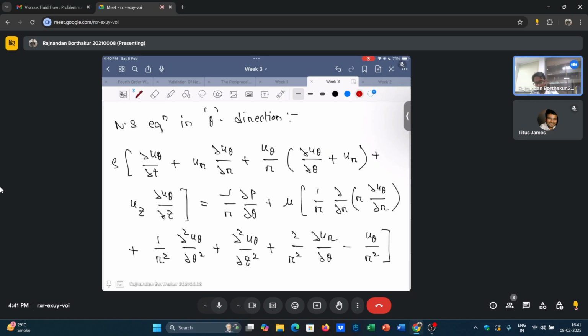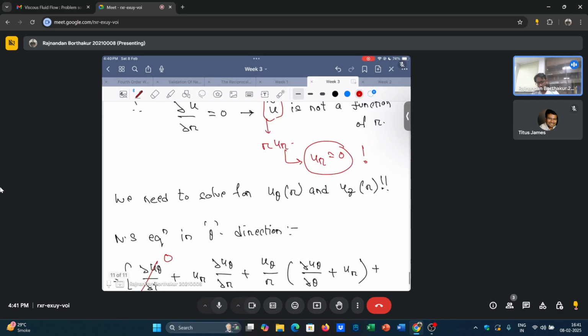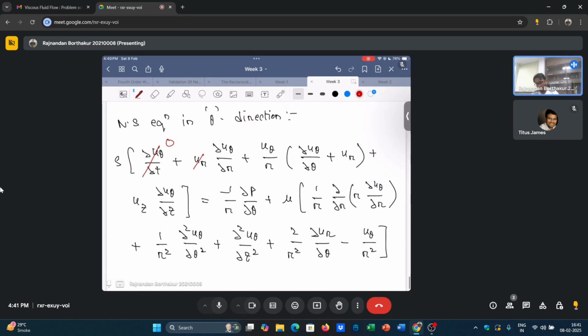Now, you need to quickly tell me which terms basically go to zero. What happens to this term? Is it zero or a non-zero term? It's zero, steady state. Exactly. This is zero for a steady state. I already said ur is equal to 0, which we just now proved here, which means this term is just 0.